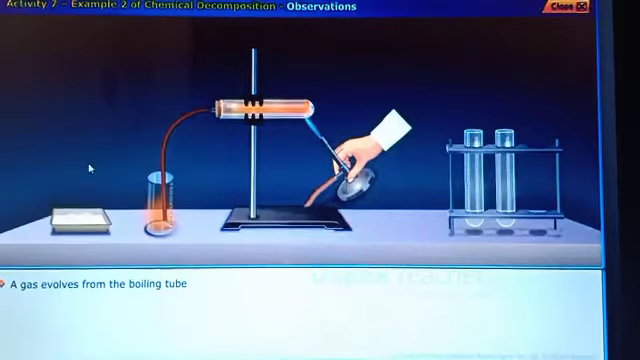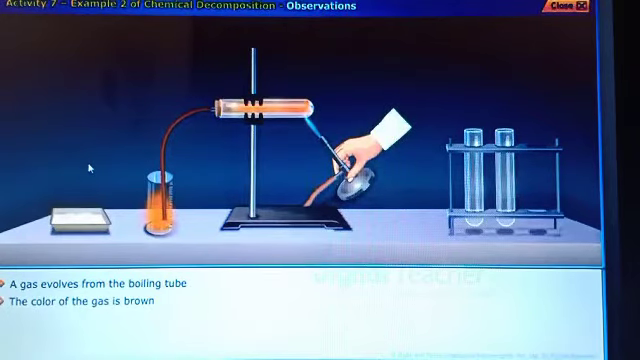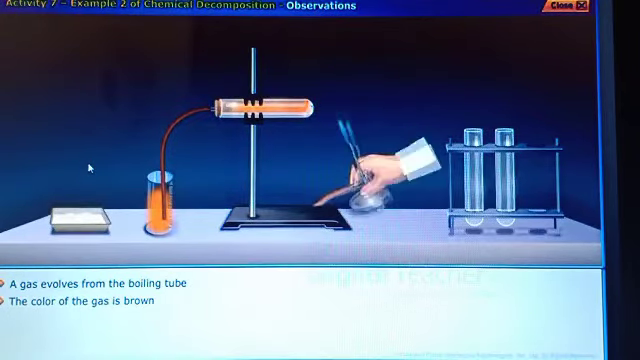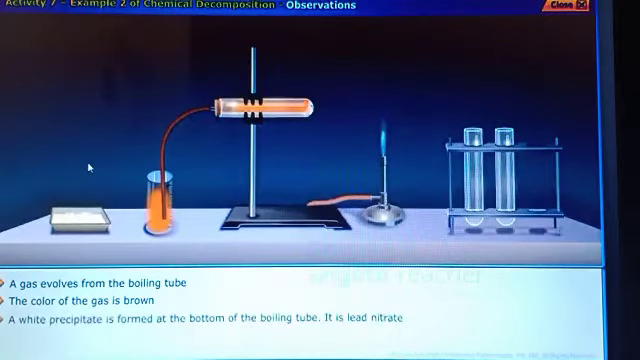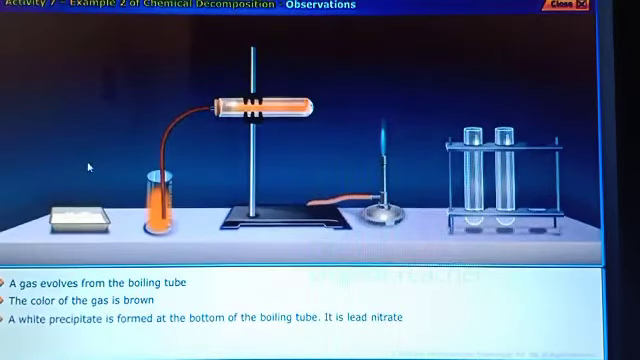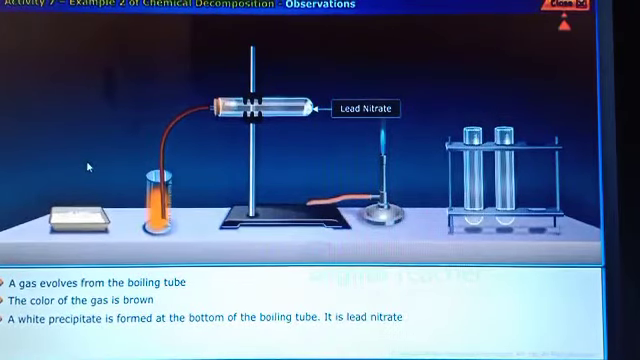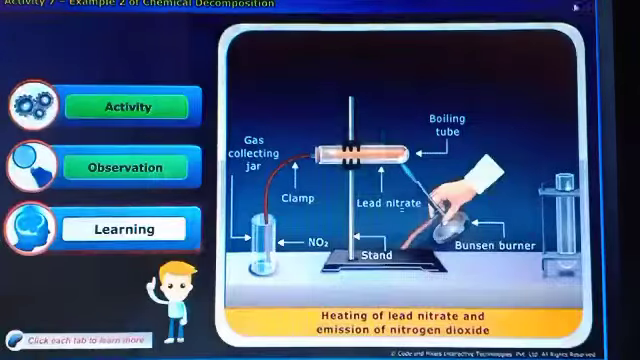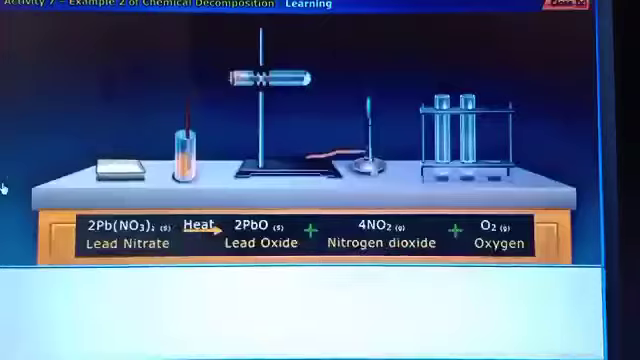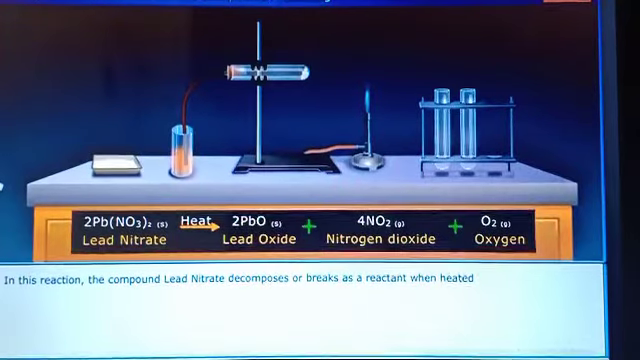The gas is evolved from the boiling tube. The color of the gas becomes brown. The white precipitate you can observe at the bottom of the boiling test tube, which is lead oxide. Now let's see the result.